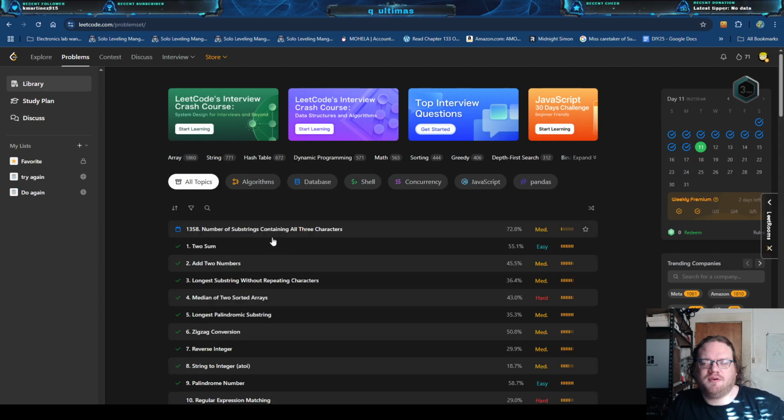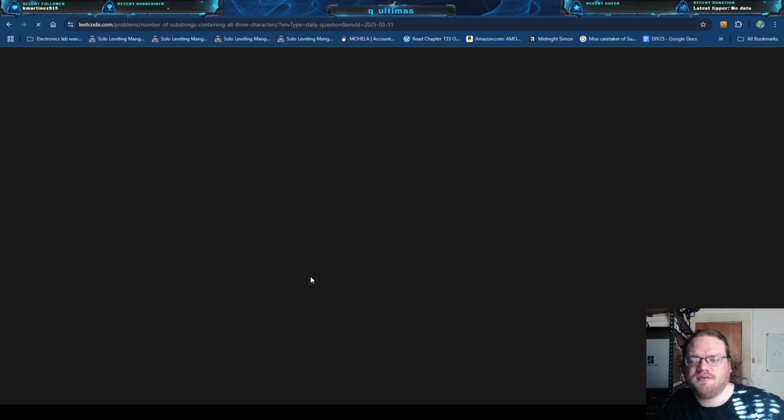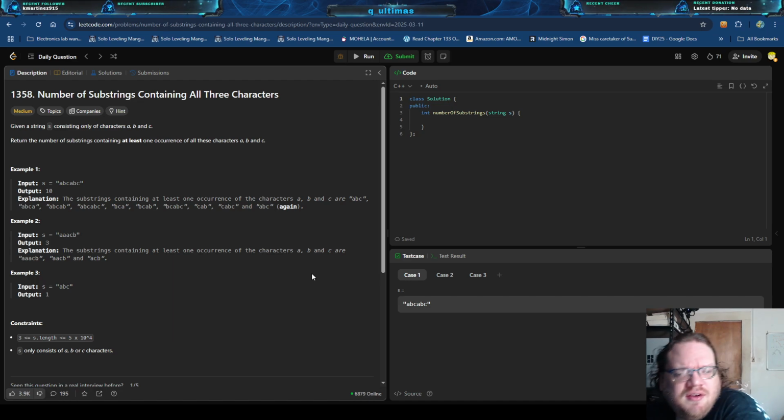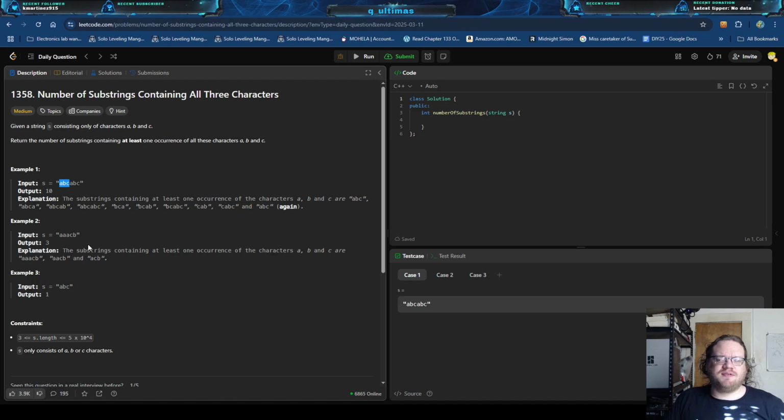1358, number of substrings containing all three characters. Given a string S consisting only of characters A, B, and C, return the number of substrings containing at least one occurrence of all these characters A, B, and C. This question is very close to yesterday's. The biggest difference is we only have to keep track of three values, A, B, and C.